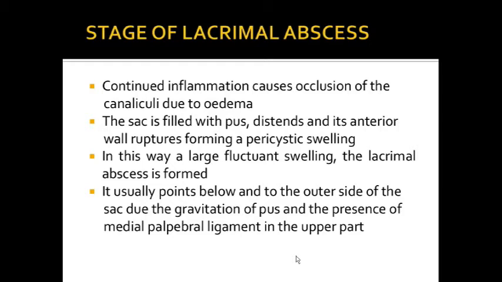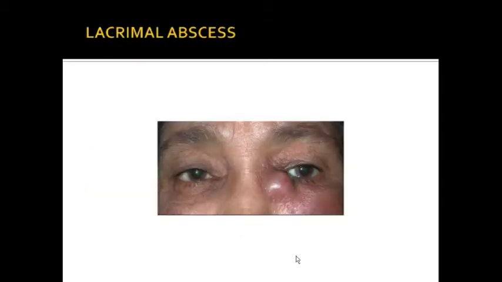It usually points below and to the outer side of the sac due to gravitation of pus and the presence of the medial palpebral ligament in the upper part. Okay, so this is the second stage, which is the stage of lacrimal abscess. This, you can say, is a picture of the lacrimal abscess. So the patient is having a lacrimal abscess, right?